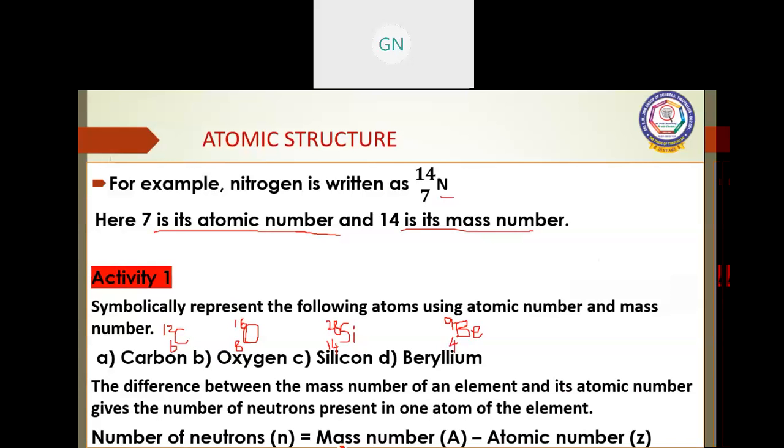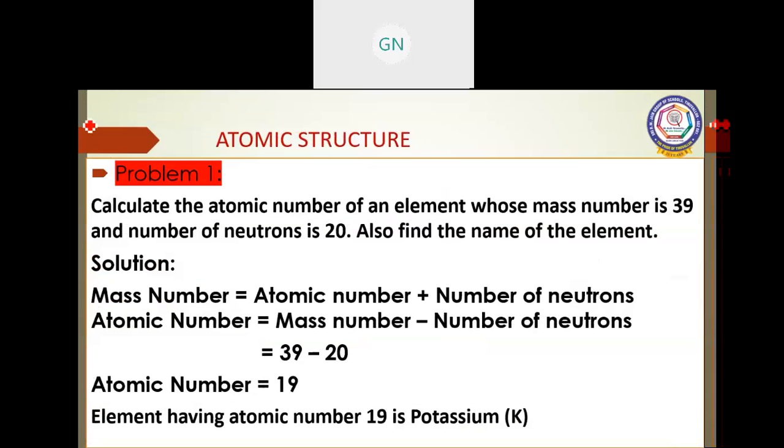The difference between the mass number of an element and the atomic number gives the number of neutrons present in an atom of the element. So if you want to find out the neutrons, take mass number minus atomic number. You can get the neutrons present in the atom of the element.